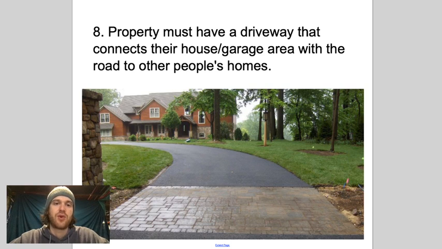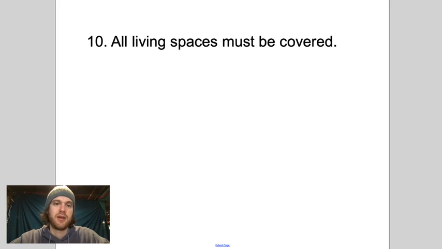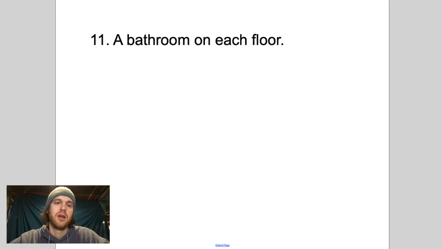Property must have a driveway that connects the house, the garage area with the road and to other people's homes. So basically, you've got to have a driveway that goes from your road up to your house and into your garage. Number 10, all living spaces must be covered. You have to have a roof on all of the living spaces in your home. That makes sense.